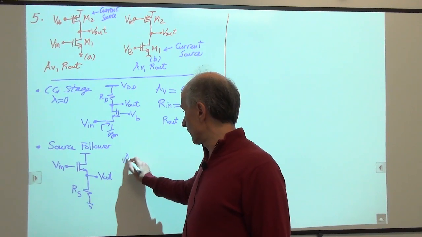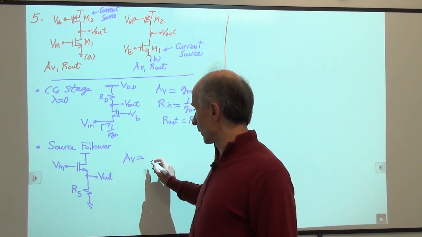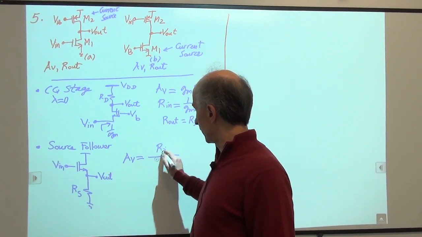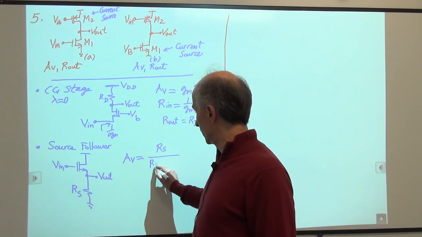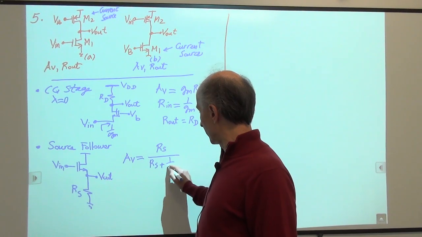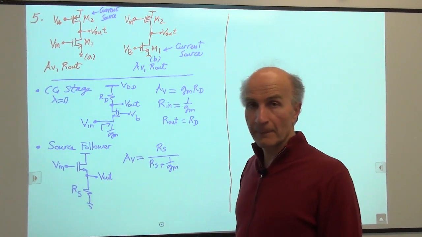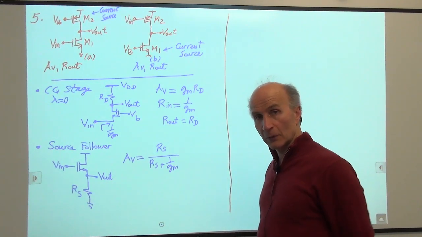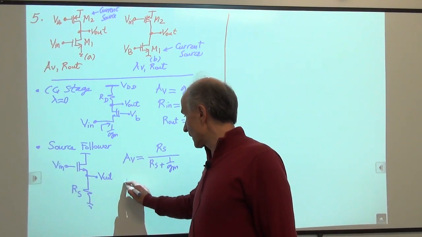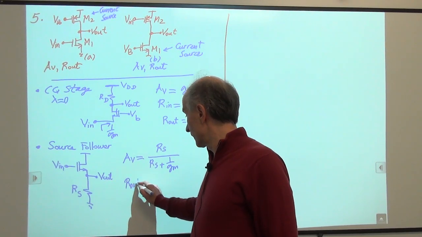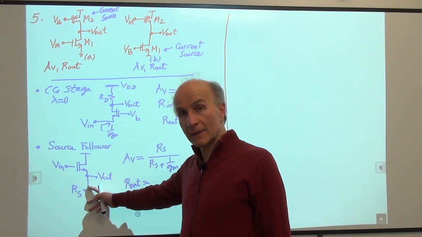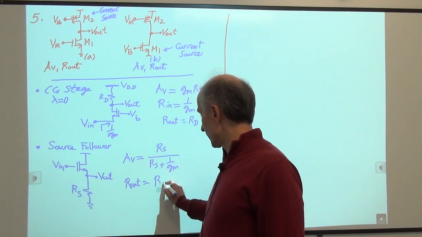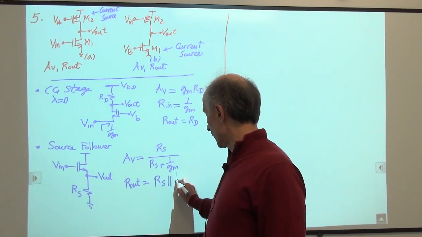So again, just like the bipolar counterpart, the emitter follower, we say this resistor divided by that resistor plus 1 over Gm. The input resistance is still infinite, so don't worry about that. The output resistance is given by this resistance in parallel with 1 over Gm. So Rs in parallel with 1 over Gm.